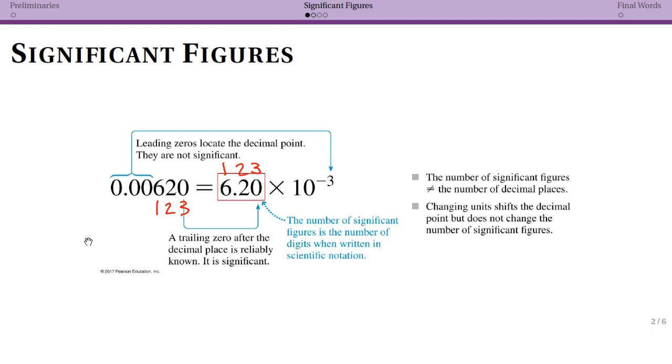That trailing zero, the zero farthest to the right, is significant, and by writing that 0 there, you're specifying what the value is. You're specifying that this is not 6.21 or 6.29 times 10 to the negative 3. It's 6.20. So the zeros on the left just tell you the place value, but the 0 on the right is actually significant.